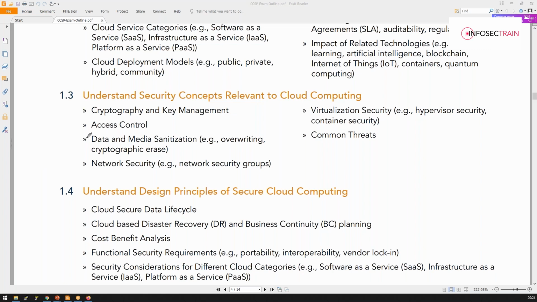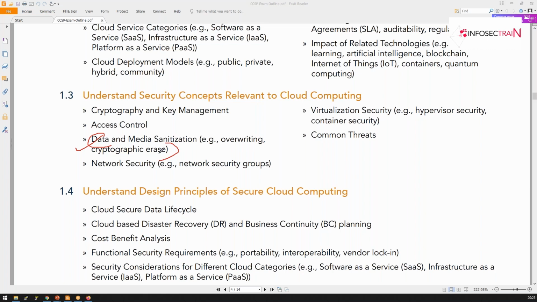You have to understand data and media sanitization. What does it mean? Team, tell me, what is the best way to ensure your data is completely removed or wiped on-premises? The best way is to physically destroy the storage device. You can take the hard disk or SSD and crush it. That is the best way to ensure the data is removed on-premises.